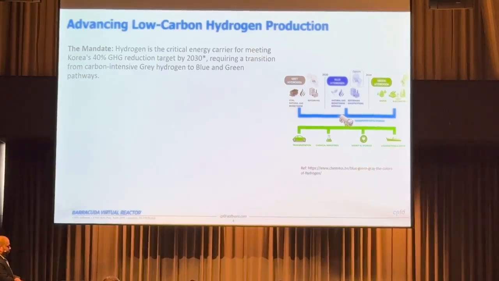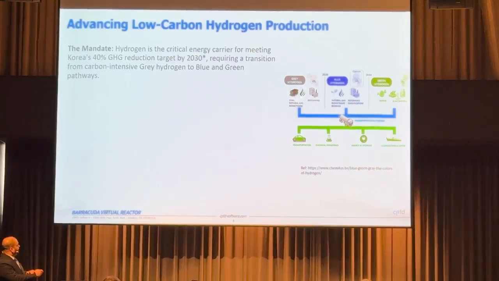What this means is obviously you want a transition from carbon-intensive current hydrogen production methods to more sustainable ones. You'll hear these terms: gray hydrogen, blue hydrogen, and green hydrogen. Many of you, if you're working in this area, may be quite familiar with them. But the best way to understand them is looking at this picture here.